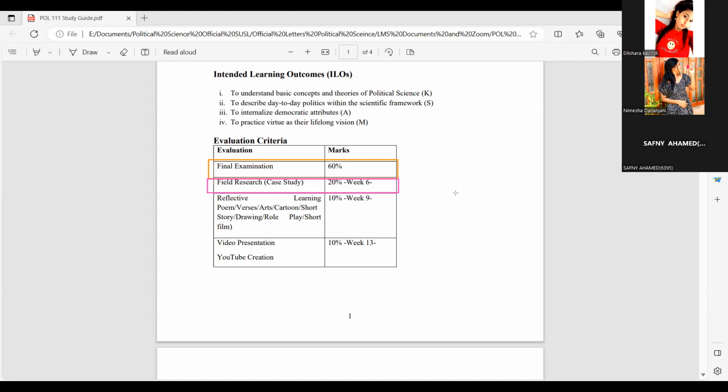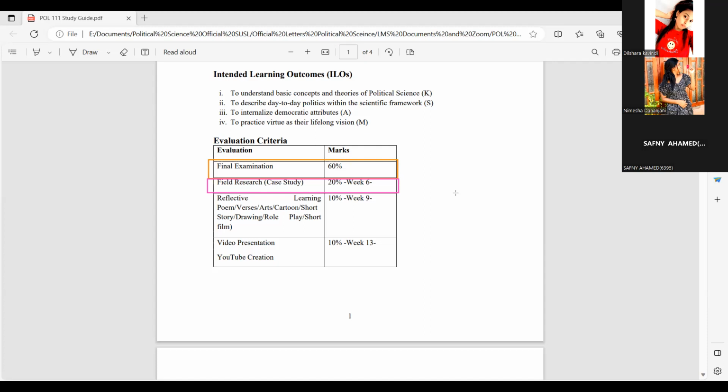You can select one thing from this category according to your interest, according to your talent, according to your inborn talent, and share your understanding with us. By doing this, you can earn 10 marks, right?